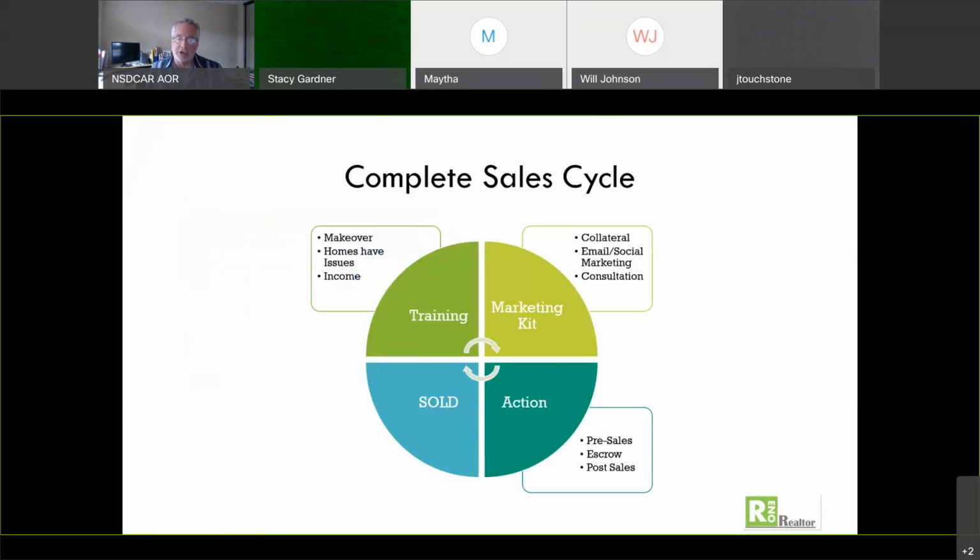One of the unique opportunities about these renovation loans and this approach is that we are looking at the complete sales cycle. So not just training like you're doing today, but really the whole marketing that goes along with the renovation loans, where they apply and how they fulfill real estate needs in the marketplace, and then a whole functioning marketing collateral kit that's going to be available to you.